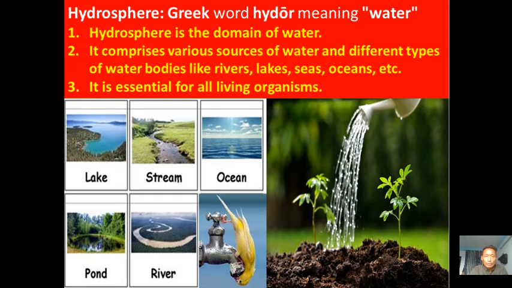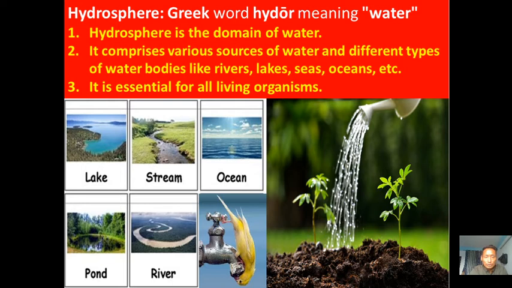Domain of water means that on the lithosphere we have different forms of water, different types of water bodies. Because of that, all these water bodies belong to the hydrosphere. That is why the hydrosphere is the domain of water, water in different forms or different water bodies. It consists of various sources of water and different types of water bodies.